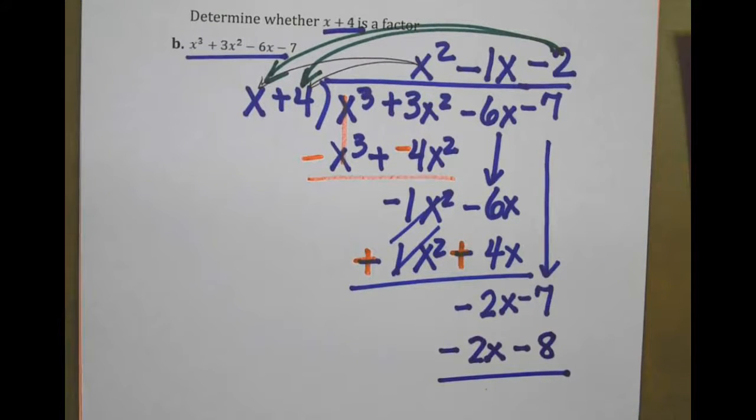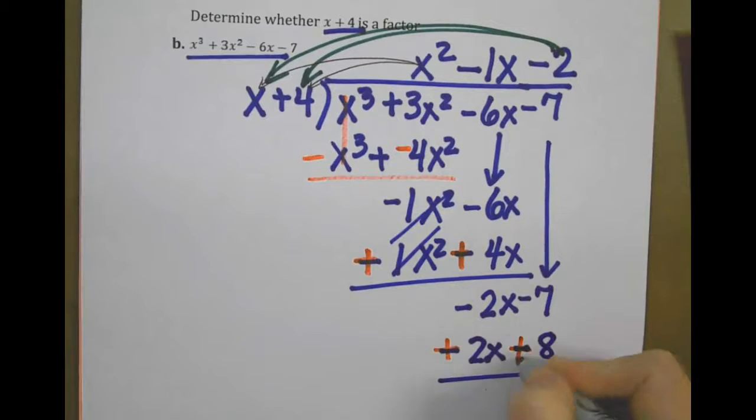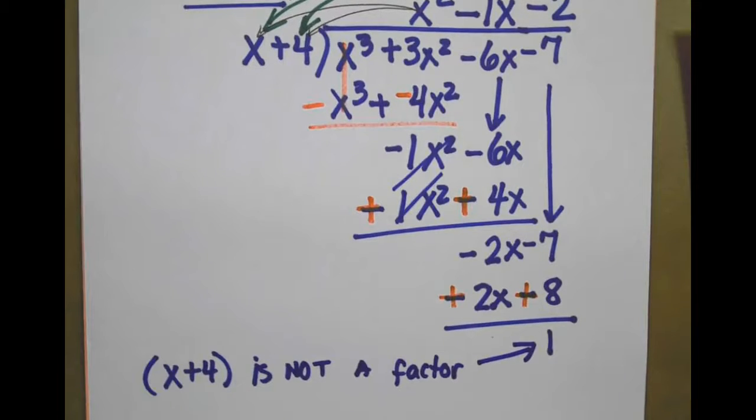I need to subtract. Subtract is the same thing as adding the opposite. So the 2's cancel out, and this is a 1. It has a remainder of 1. So what does that mean? X plus 4 is not a factor, because that is a 1, it is not a 0. That does not divide evenly.